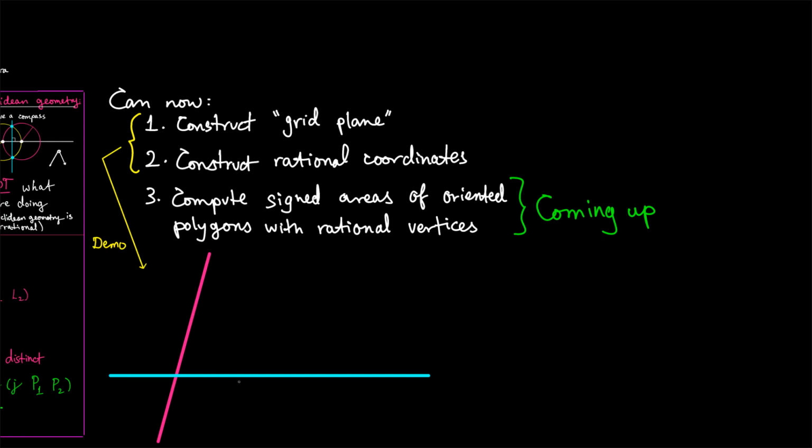So what we do is, I'm just going to pick any point over here. Doesn't matter where. And let me make it really big. Okay. Now what I can do is draw a line through this point that is parallel to the blue line. So let me do that.